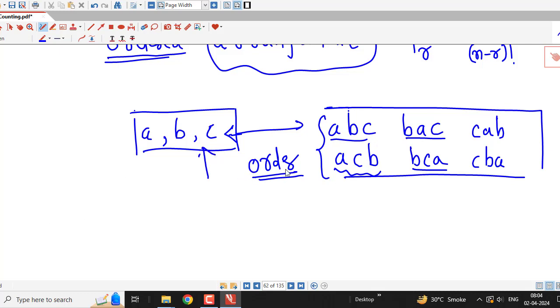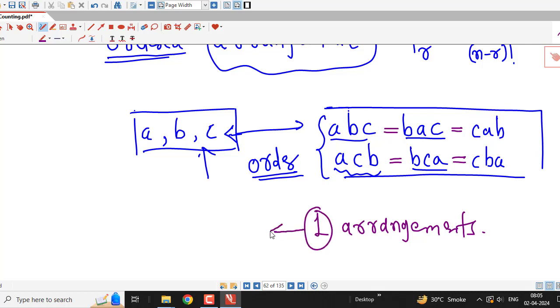Now suppose order is not important. Then we will consider all these arrangements as equal. So if order is not important, there is only one arrangement of these three objects, and that arrangement is known as a combination. So we have only one combination of three objects, and we have 6 permutations of three objects.